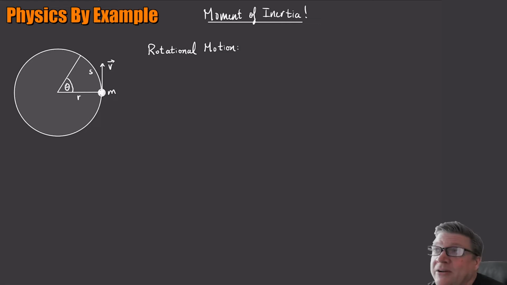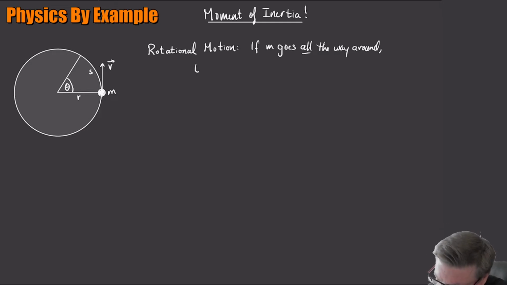In fact, what we know is if m goes all the way around, then s is just equal to 2 pi times r. That's just the circumference of the circle. Okay, but go back and look at this for a second. We're going to use that.